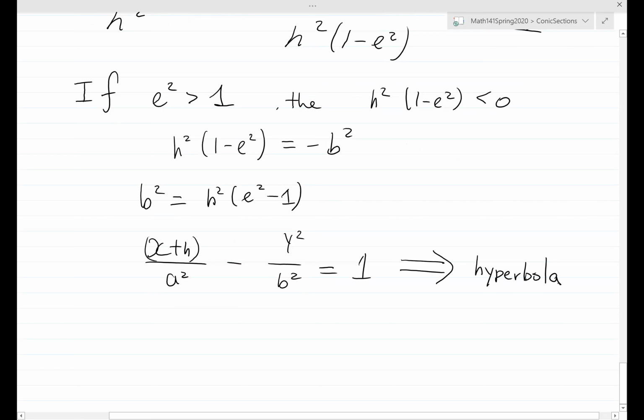But it's not centered at (0, 0). It's translated by h.